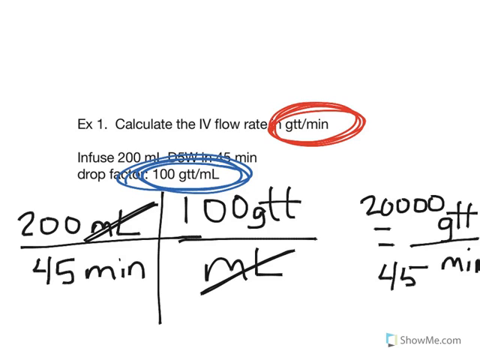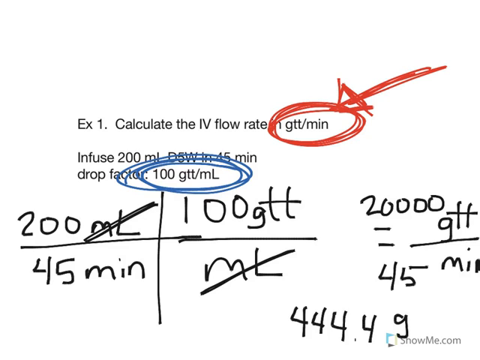Notice I have 20,000 drops on top, 45 minutes on bottom, and that matches up exactly with what my answer is supposed to be in. Now I simply divide the top by the bottom and round my answer. 444.4 drops per minute.